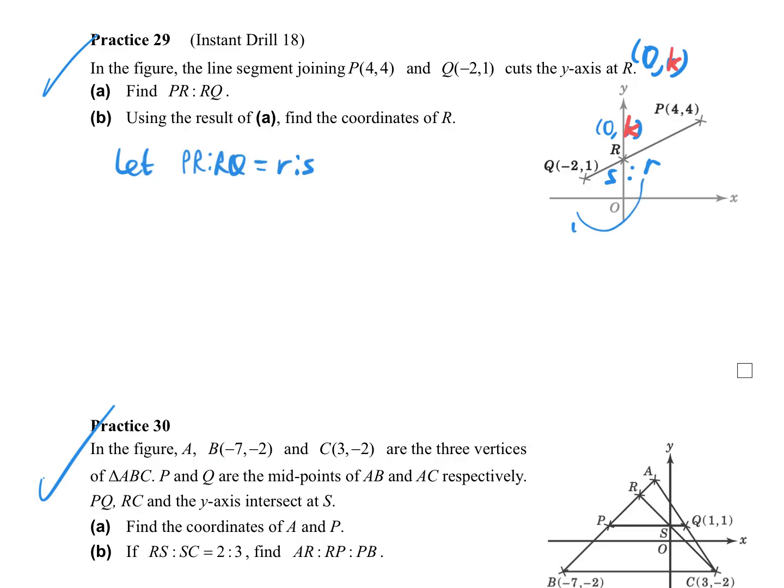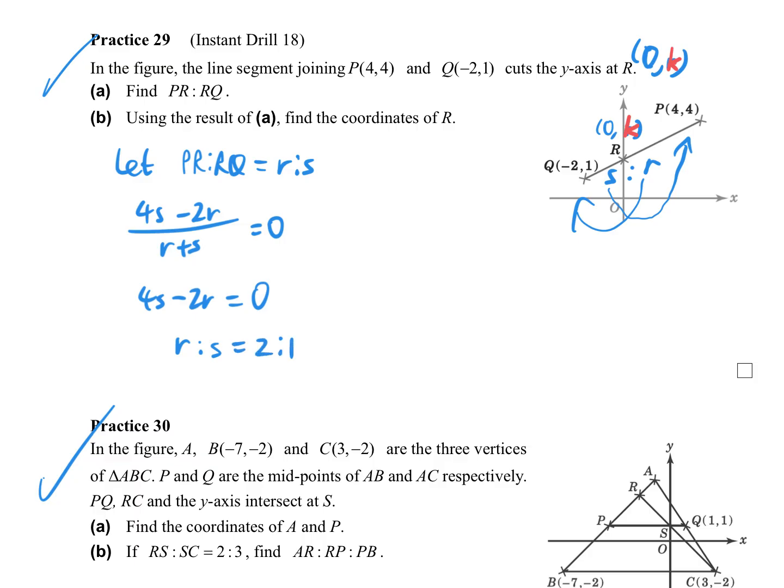Then make sure the R to S is written in the correct way round, such that you get 4S plus 2R, minus 2R, over R plus S is 0. Be very careful when you multiply 0 by anything, you still get 0. So R to S is actually 2 to 1. Our PR to RQ is 2 to 1. Plenty of you actually draw the correct 2 to 1, but you answered as 1 to 2 because you mistook the relative positions of P and Q.